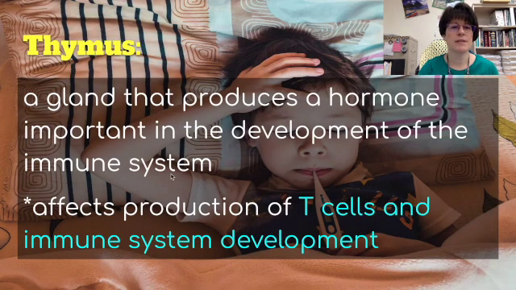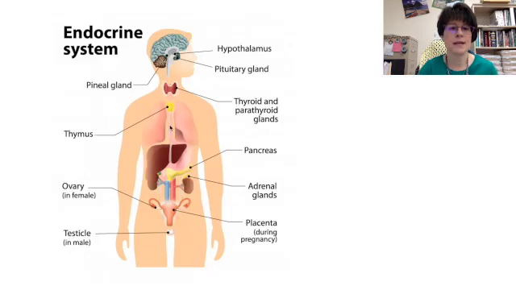Below that is the thymus. This is a gland that produces a hormone important in the development of the immune system, and it affects production of T cells and immune system development. This is especially active for young children, and in fact, as we get older, this gland actually shrinks. And the thymus is right here in the chest area.